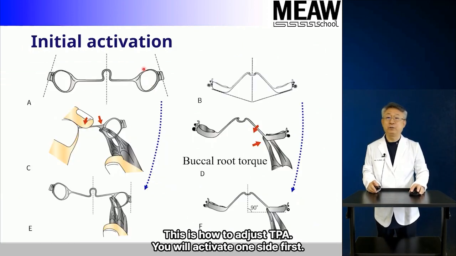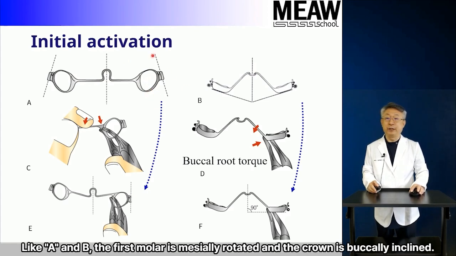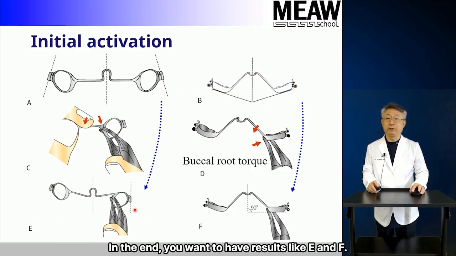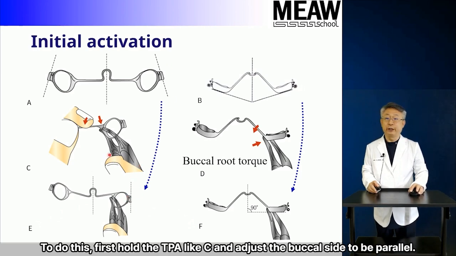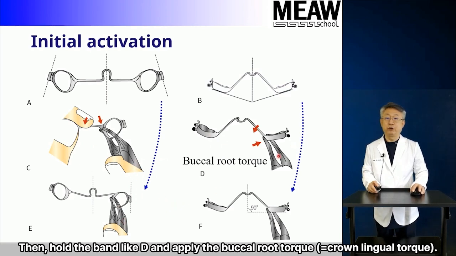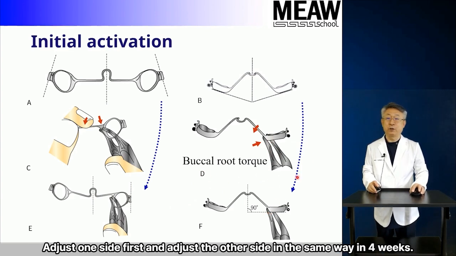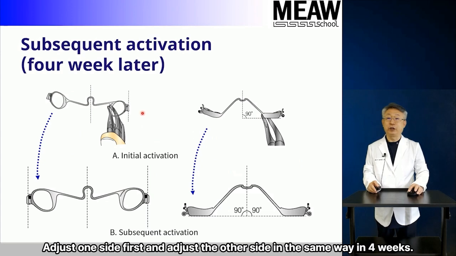You will activate one side first. Like A and B, the first molar is mesially rotated and the crown is buccally inclined. In the end, you want to have results like E and F. To do this, first hold the TPA like C and adjust the buccal side to be parallel. Then hold the band like D and apply buccal root torque, crown lingual torque. Adjust one side first and adjust the other side in the same way in 4 weeks.